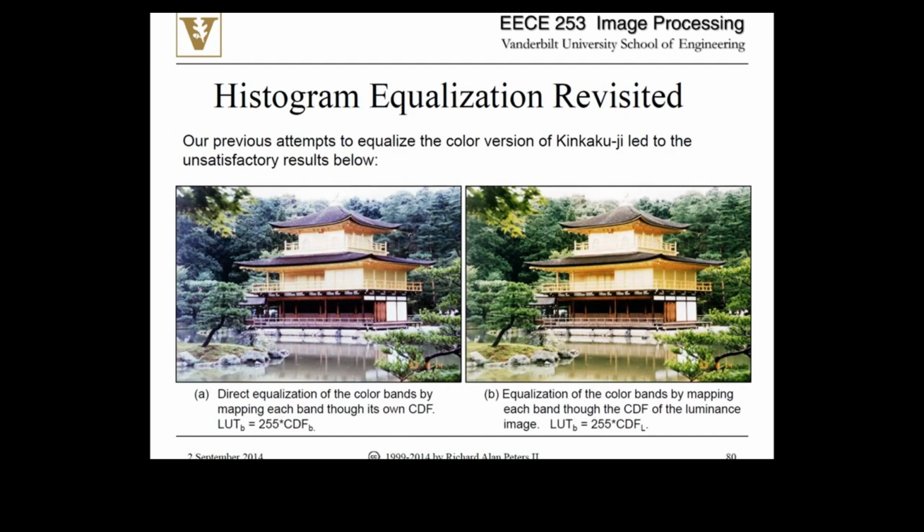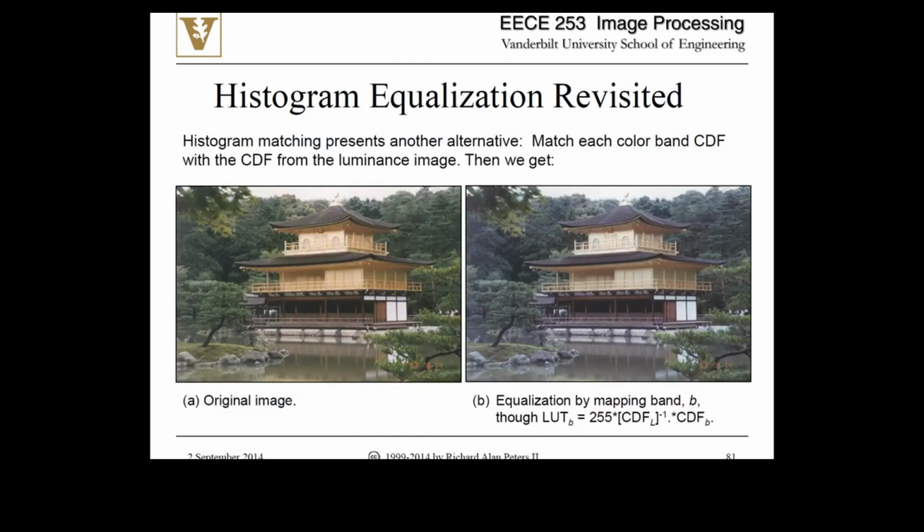Okay, so now we can use, so we had this histogram equalization in which each one of the lookup table of each one of the bands was the CDF of the luminosity. And here we are applying this lookup table. So this lookup table is the CDF of the band, and then composed by the inverse of the CDF of the luminosity.